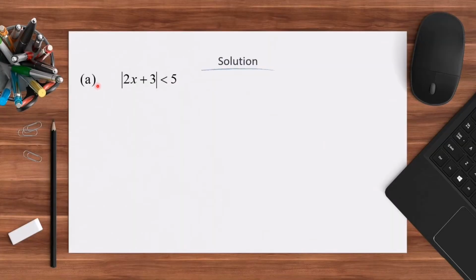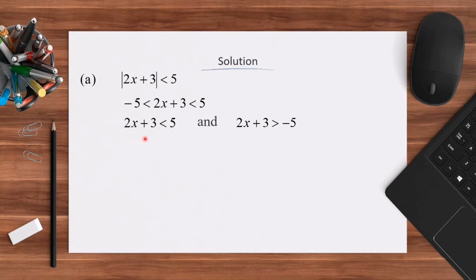The solution for question A. Absolute value 2x plus 3 less than 5 can be interpreted as 2x plus 3 more than negative 5 less than 5. Similarly, we can write as 2x plus 3 less than 5 and 2x plus 3 more than negative 5. And then, we solve separately these two inequalities.